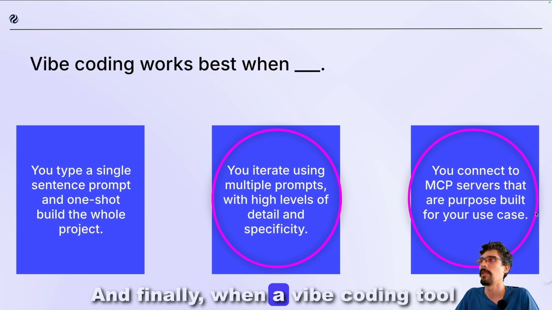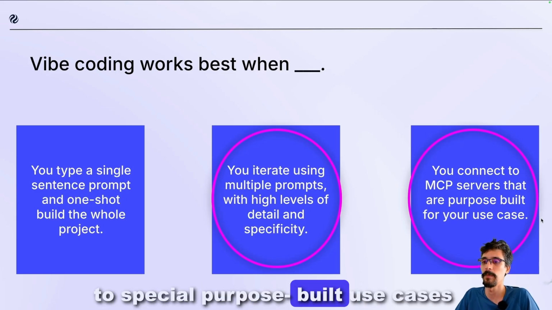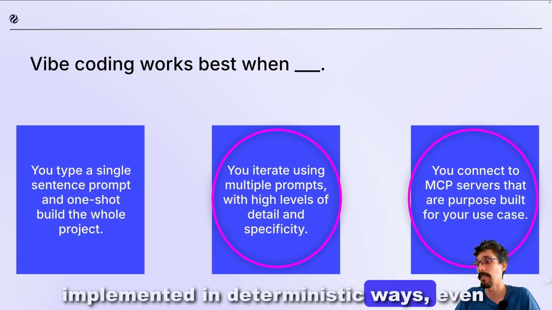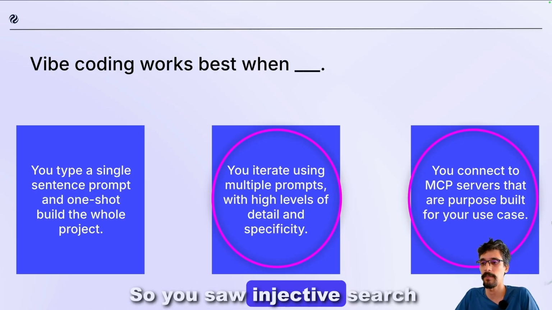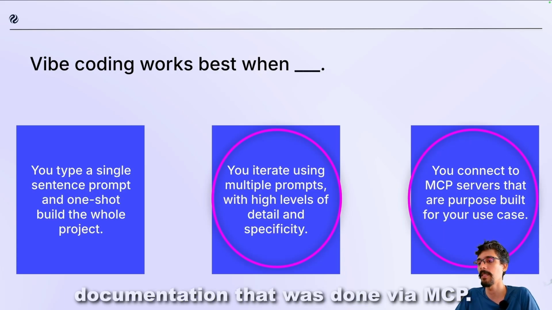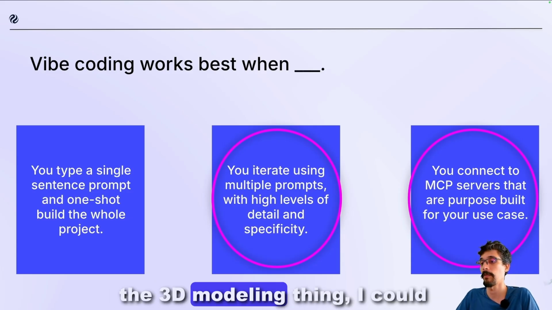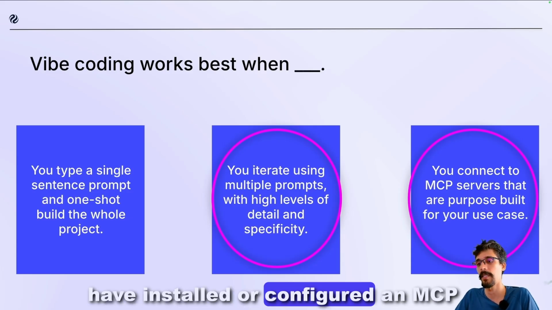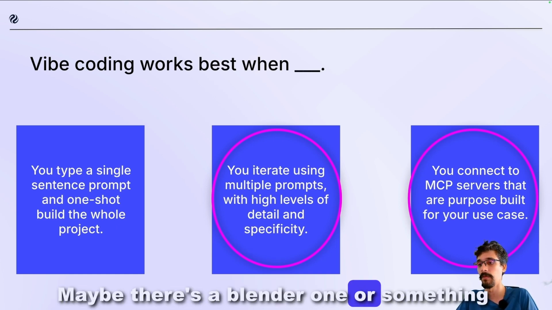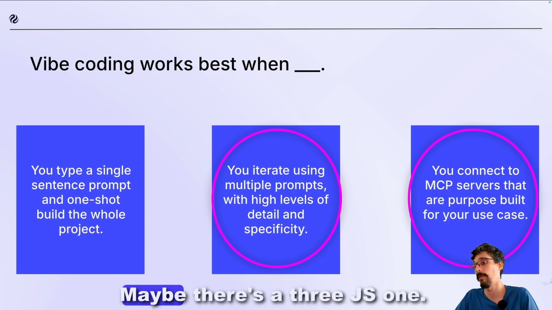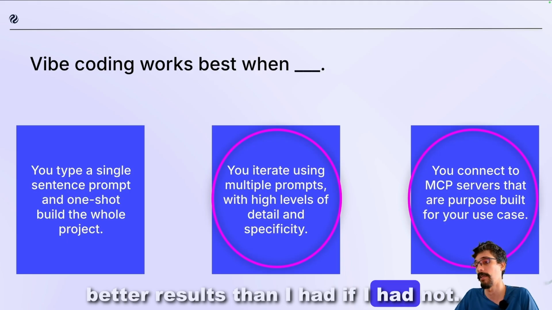And finally, when a vibe coding tool or generative AI tool has access to special purpose-built use cases implemented in deterministic ways even, not necessarily using generative AI, that's great. So you saw injective search documentation that was done via MCP in this case. You could also use other MCPs. For example, if I had attempted the 3D modeling thing, I could have installed or configured an MCP server that is specialized for that. Maybe there's a Blender one or something that's specific to that particular type. Maybe there's a 3JS one. I could have installed those and gotten better results than I had if I had not.